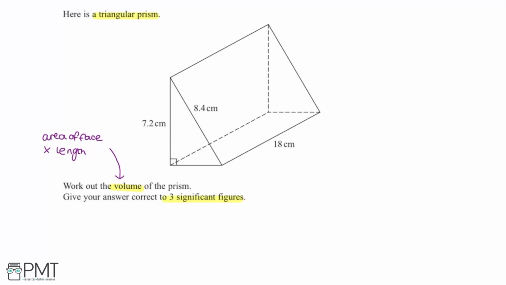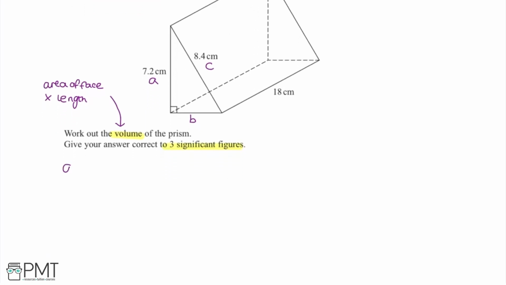So if I label up the sides A, B and C, for example, then we know that A squared plus B squared is going to be equal to C squared. And B here is the unknown. So if we want to find B, we can take away A squared from both sides, leaving us with B squared is equal to C squared minus A squared. And then I can substitute my values in.